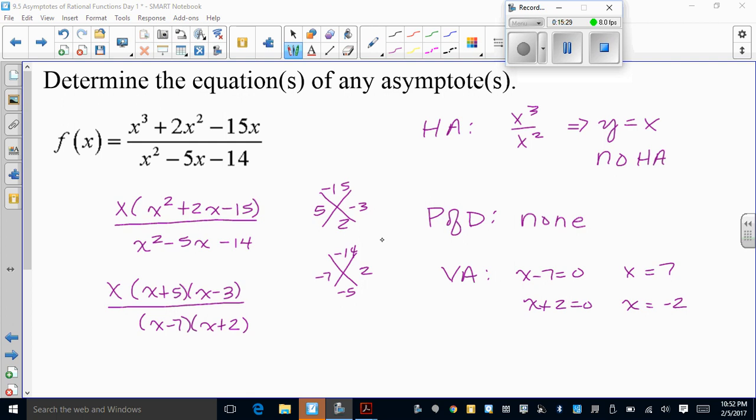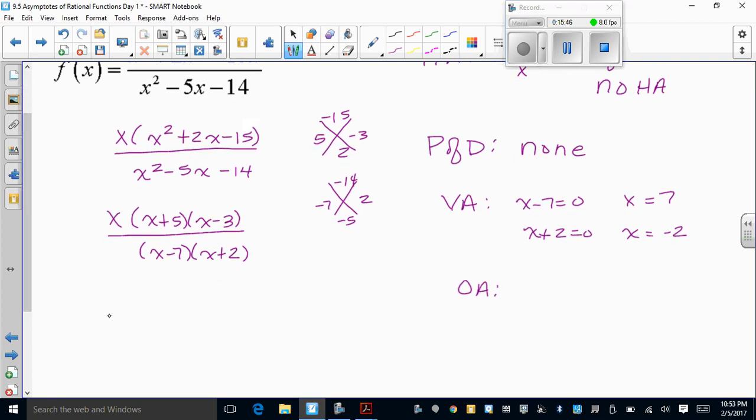Now here's the deal on this. This guy is x squared, so we cannot, and we already know neither one of these are factors of this. So we have to use long division on this guy. So we have x squared minus 5x minus 14 goes into x cubed plus 2x squared minus 15x plus 0.